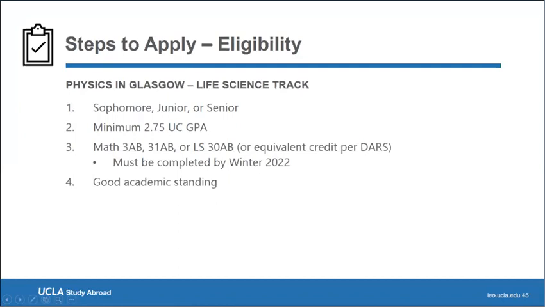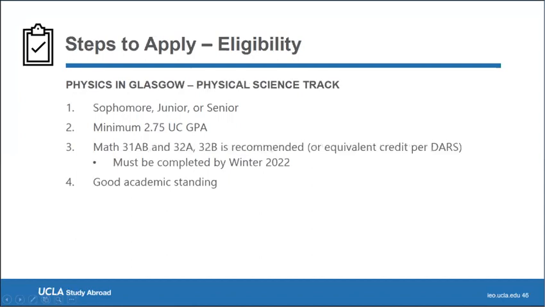To be eligible for the Glasgow Life Science track, you must have sophomore, junior, or senior class standing. You must have a minimum of a 2.75 UC GPA. You must complete Math 30AB, 31AB, or ALICE 30AB by the end of winter 2022. Once again, we also take equivalents per DARS, and you must have good academic standing.